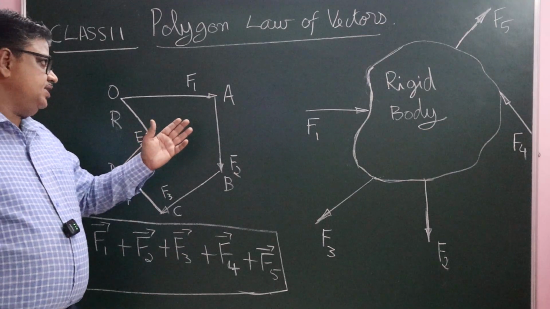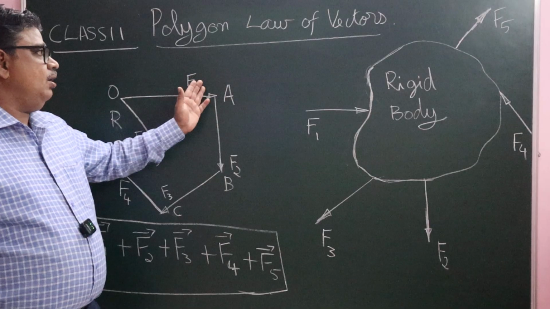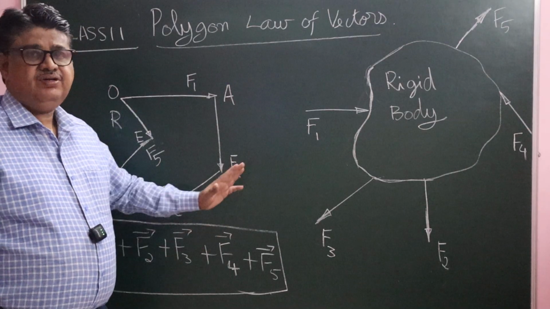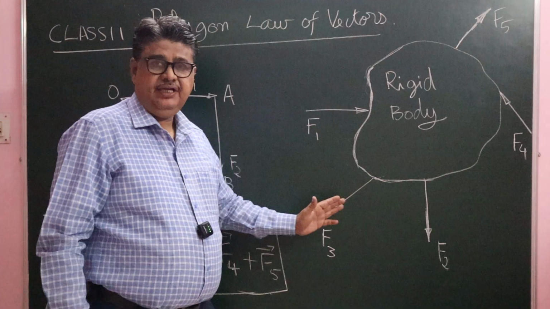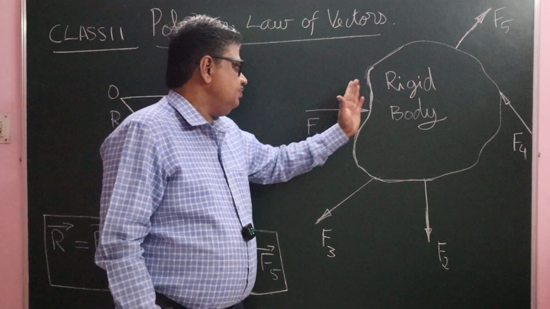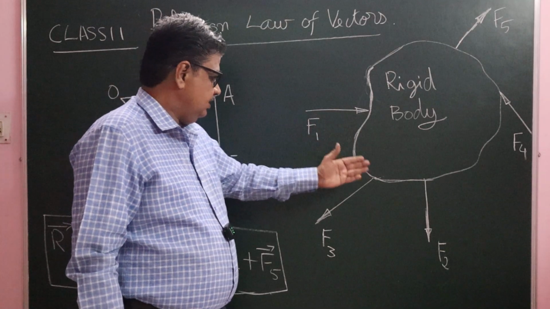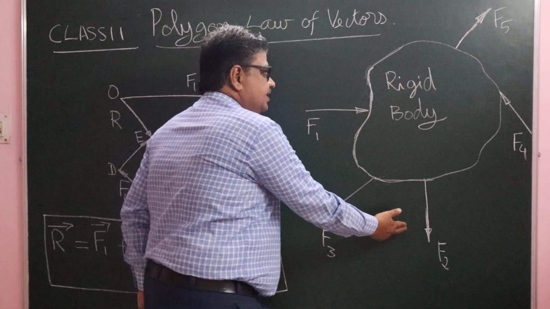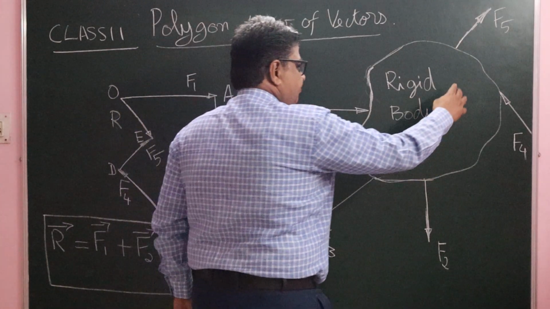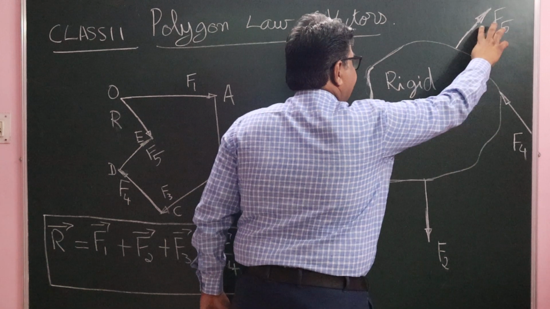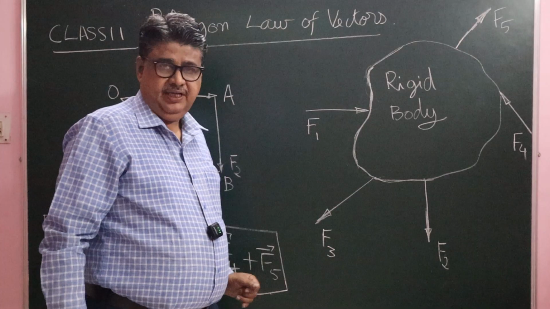Here you will see what is Polygon Law of Vectors or Polygon Law of Forces. Force is a vector, right? So consider a rigid body subjected to a lot of forces like this. Force F1 in the horizontal direction, force F2 in the vertical direction, force F3 inclined, force F4 inclined, force F5 inclined. So 5 forces are acting on the rigid body.